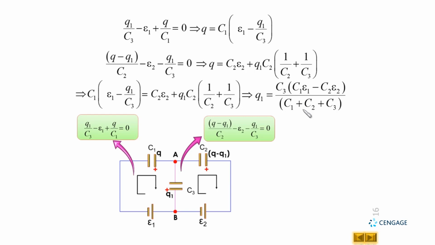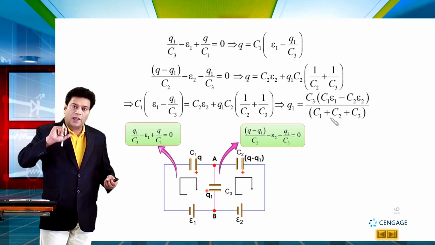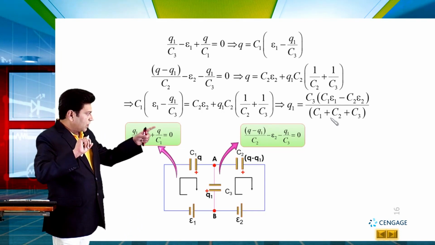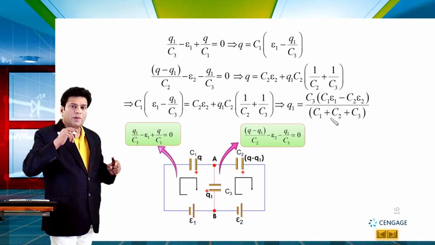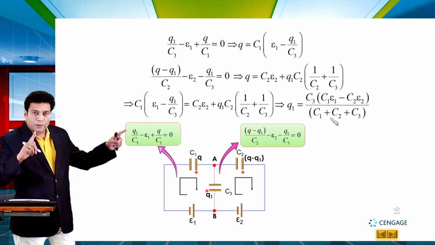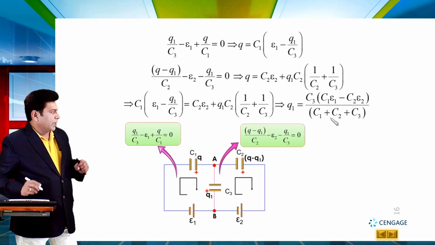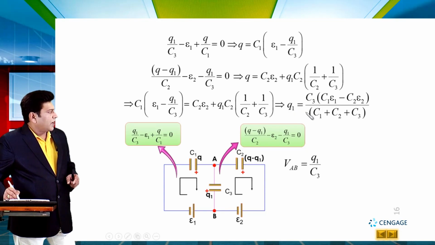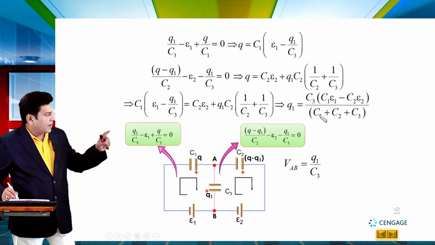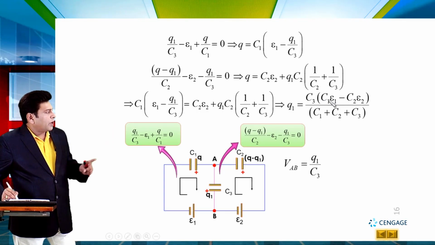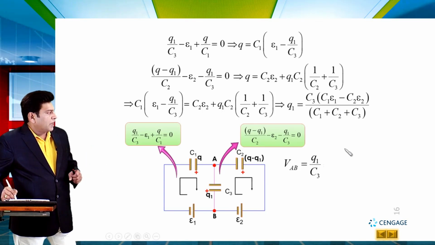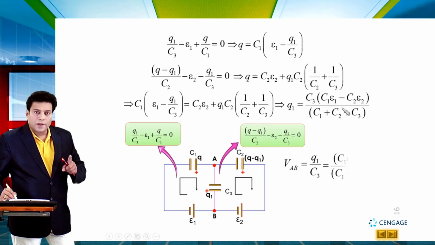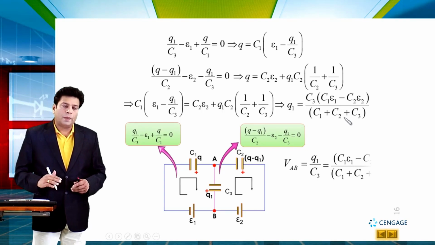Now we are asked to find the potential difference across C3. We can write this potential difference VA minus VB, that is VAB, that should be equal to the charge of the capacitor divided by capacitance, that is Q1 divided by C3. And we got the value of Q1 here. So if we divide the value of Q1 by C3, C3 will get cancelled, and the final potential difference will be equal to (C1 E1 minus C2 E2) divided by (C1 plus C2 plus C3).